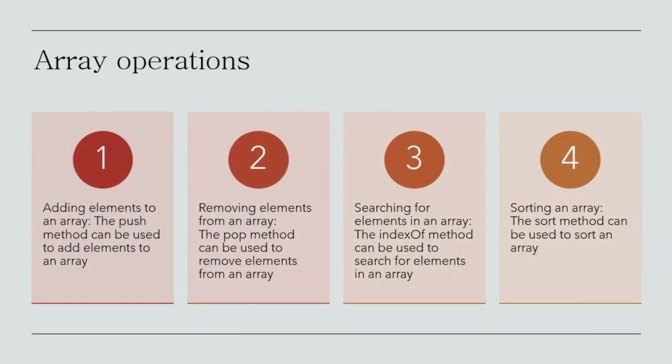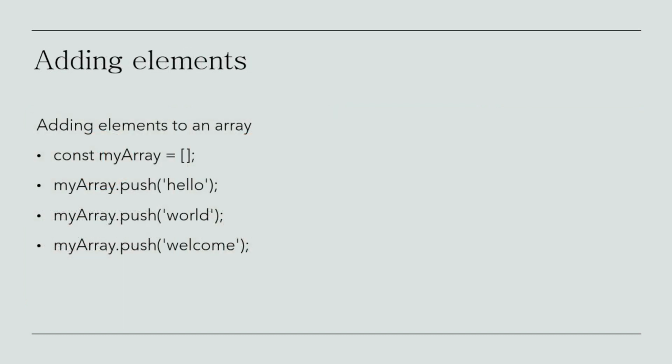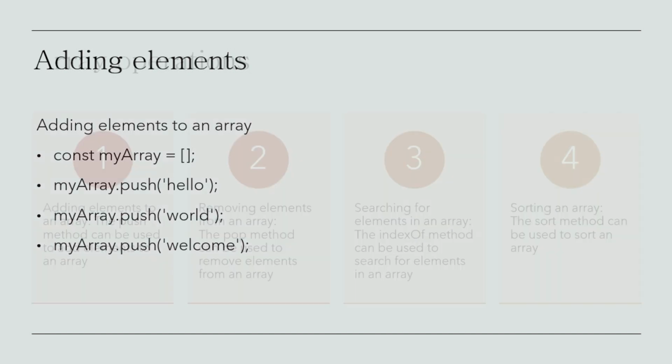Now that we have an array, let's explore some common array operations. The first operation we'll cover is adding elements to an array. We can use the push method to add elements to the end of an array. In this example, we use the push method to add a new element, 6, to the numbers array. The push method modifies the array by adding the element at the end.